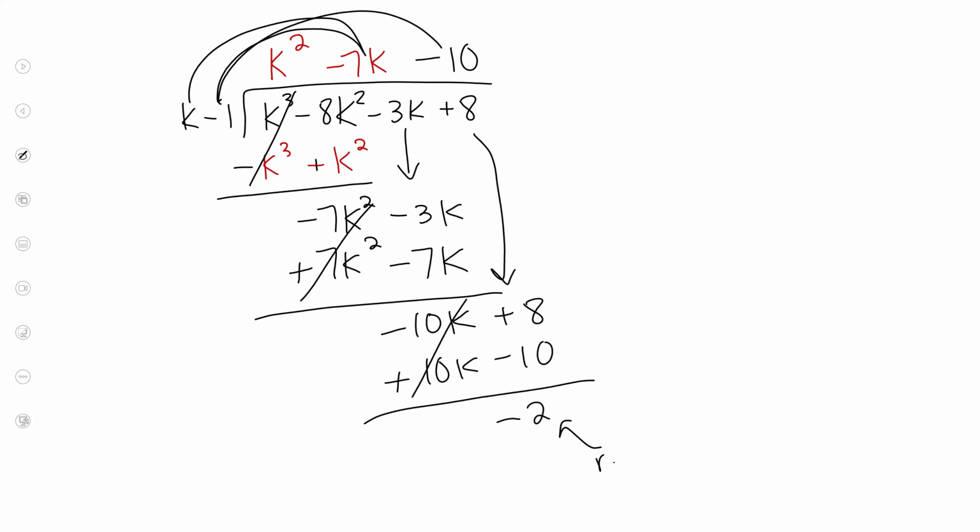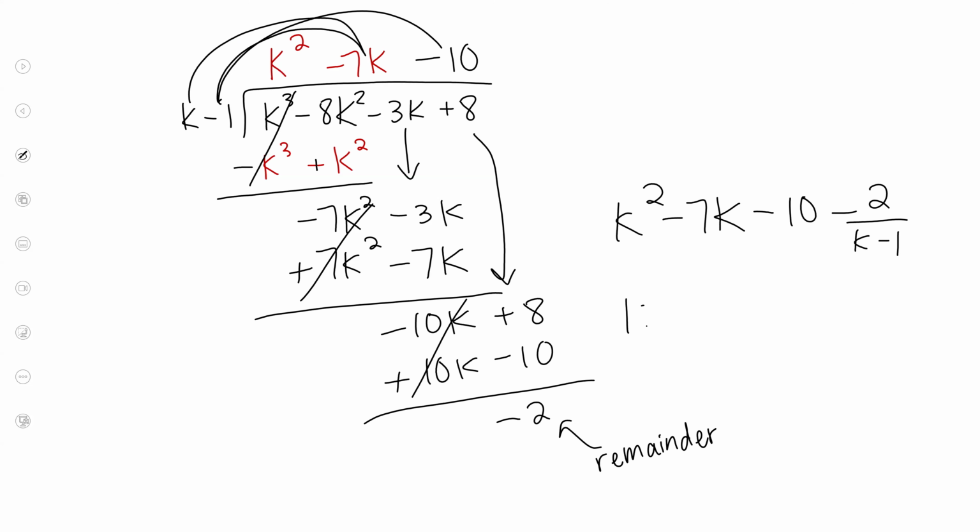This is your remainder. So the way you write it, your answer is K squared minus 7K minus 10. And your remainder is a -2. And that should be over what you divided by, which was k minus 1. I ran out of space. Let me write it perfectly. Minus 10 minus 2 over k minus 1.